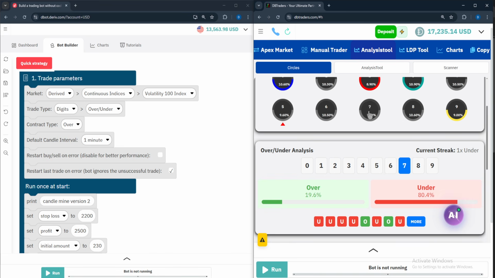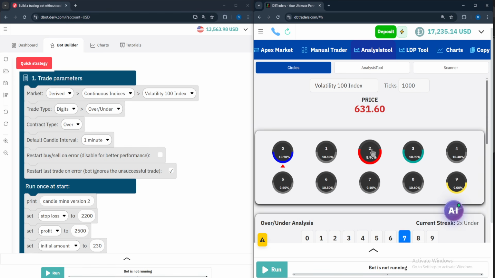Again, somebody asked me about the ticks you're supposed to use in the analysis tool. When it comes to the analysis tool, use 1,000 ticks. When it comes to your bot, use 1 tick. The site I'm using is called dbtraders.com. For the analysis tool, you can use any third-party website of your choice. We are just using them for the analysis tool part. But remember, only execute your trades on the official platform. So analysis tool, dbtraders.com. Ticks for your analysis tool, 1,000. Ticks for your bot, 1 tick.